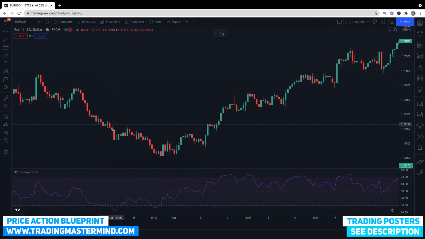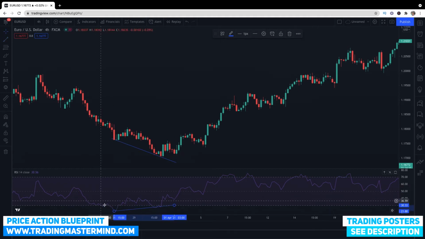Let me just draw it out on the chart just so it's easier to spot. So right here we have a low and a lower low. On the RSI, we have our low met with this low, and instead of a lower low, we have a higher low. So as you can see, what the indicator is telling us is that momentum may be making a switch to the upside. As you can see, it did that in this case.